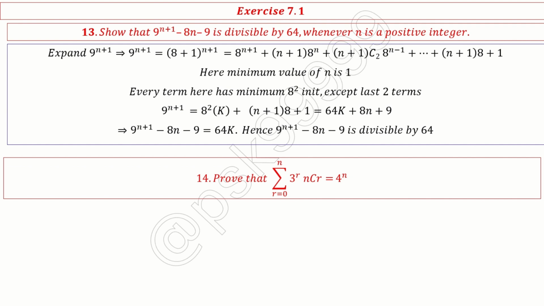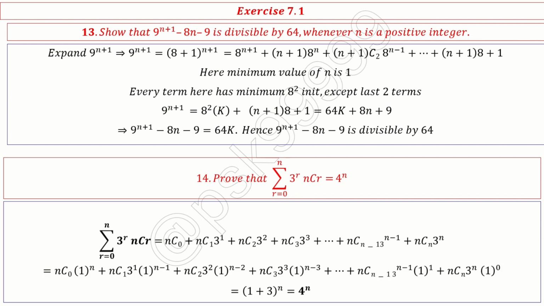Prove that the sum for r equal to 0 to n of 3 to the power of r times nCr equals 4 to the power of n. Let's see. Just expansion you have to do. When r equal to 0, it is nC0. When r equal to 1, it is nC1 times 3 to the power of 1. If you put it in proper form, it is nCr times 3 to the power of r into 1 to the power of n minus r, I can call it.